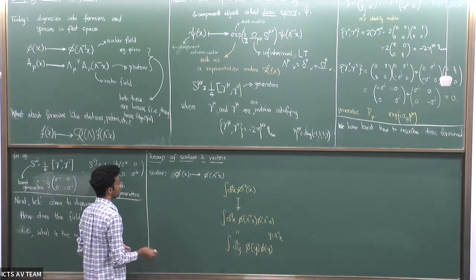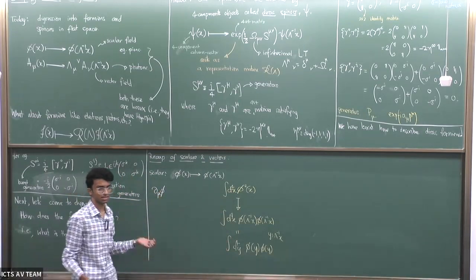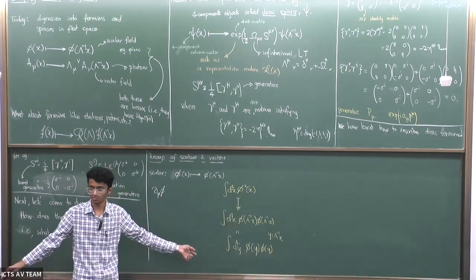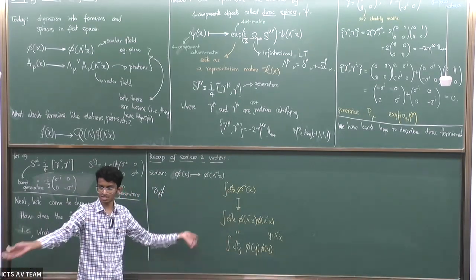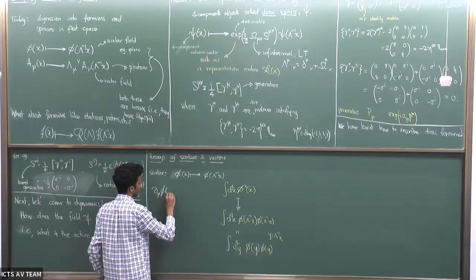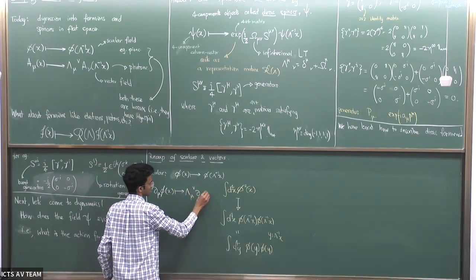Similarly, let's consider del mu phi, because I want some dynamics. I want some space-time variation of phi. If I just wrote down phi squared, everything would be the same. In space-time, I want things to change. I want some del t's, del x's, etc. So del mu phi transforms as what? Del mu phi transforms like this.